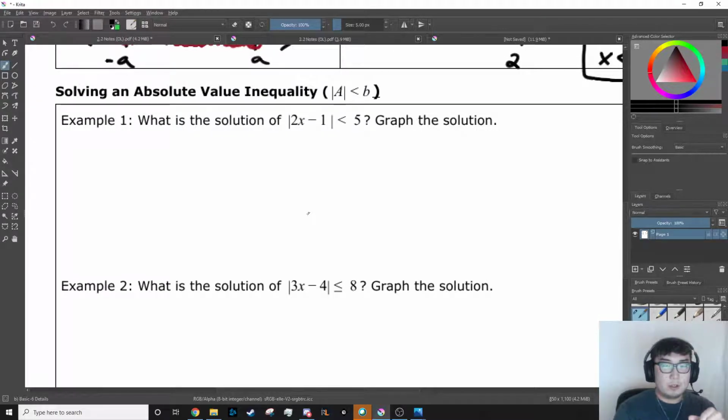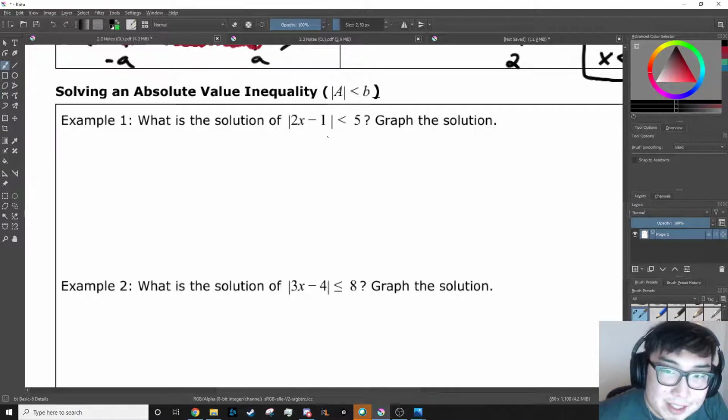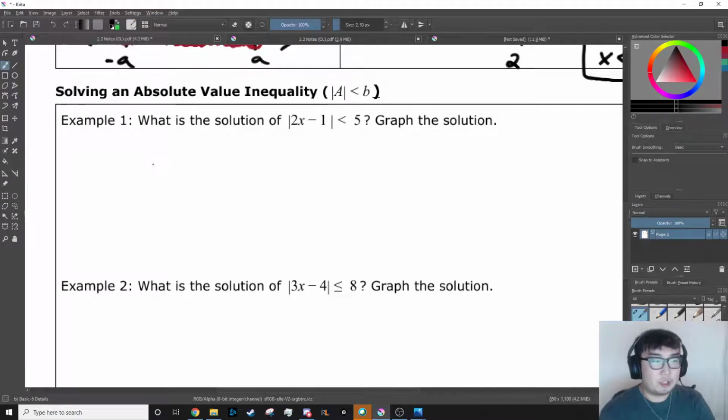So solving absolute value inequalities is pretty much the exact same as the unit before, but there's one extra step, and we already talked about it. But let's do this problem, and whenever we get to that difference, I'll highlight it. What is the solution of absolute value of 2x minus 1 is less than 5? Graph the solution. So step 1 is, like I told you before, get the absolute value alone.